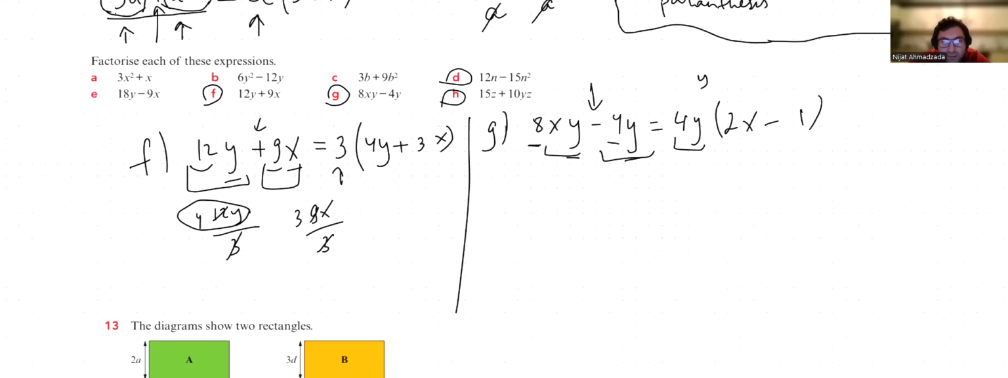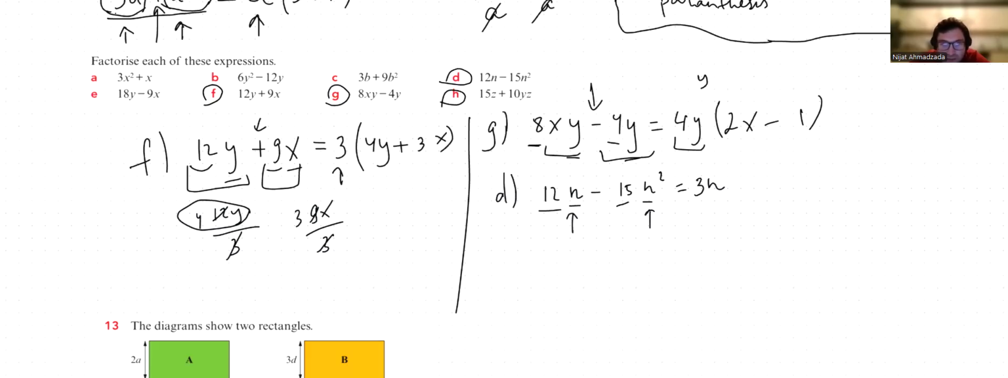For D, we got 12n minus 15n squared. Again, with n and n squared, I know that n is common. Both of them are divisible by n. And from 12 and 15, I know that 3 is common, the highest common thing. So I got common as 3 and n. I know that n is common from n and n squared, and 3 is common from 12 and 15. So the first step is done.